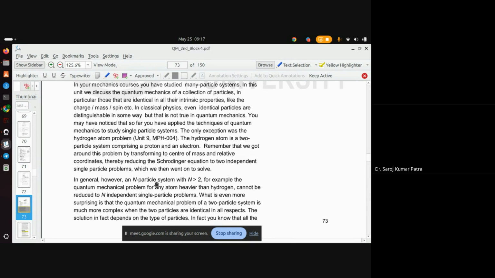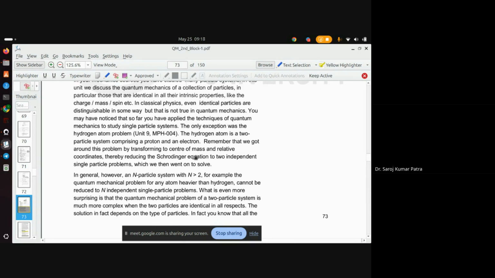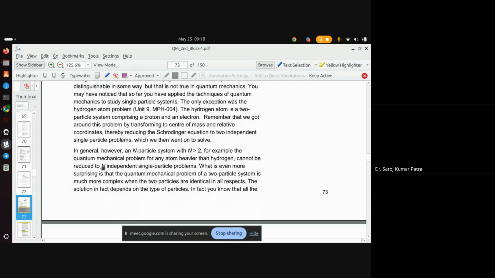That's why, if you come to page number 73 on the PDF, it says that in general, for an n particle system, n greater than 2, for example, the quantum mechanical problem for any atom heavier than hydrogen cannot be reduced to an independent single particle problem. What is even more surprising is that the quantum mechanical problem of a two particle system is much more complex when the two particles are identical in all respects. We have to mark these words. So when the two particles are identical in all respects, yes, in quantum mechanics all electrons are identical, right?